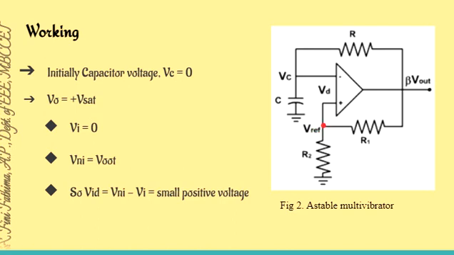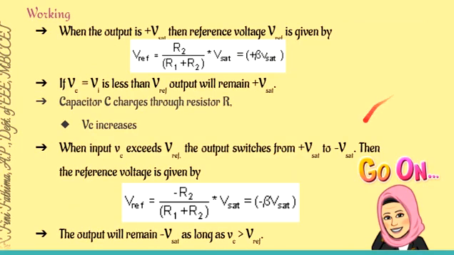Okay, if the value of beta VSAT is greater than the voltage across the capacitor, the output will remain at plus VSAT. But if the voltage across the capacitor VC becomes greater than this V reference, then the op-amp will switch. In the comparator, the op-amp will switch from plus VSAT to minus VSAT. So the output of the op-amp will remain at plus VSAT when the capacitor voltage is less than the reference voltage.